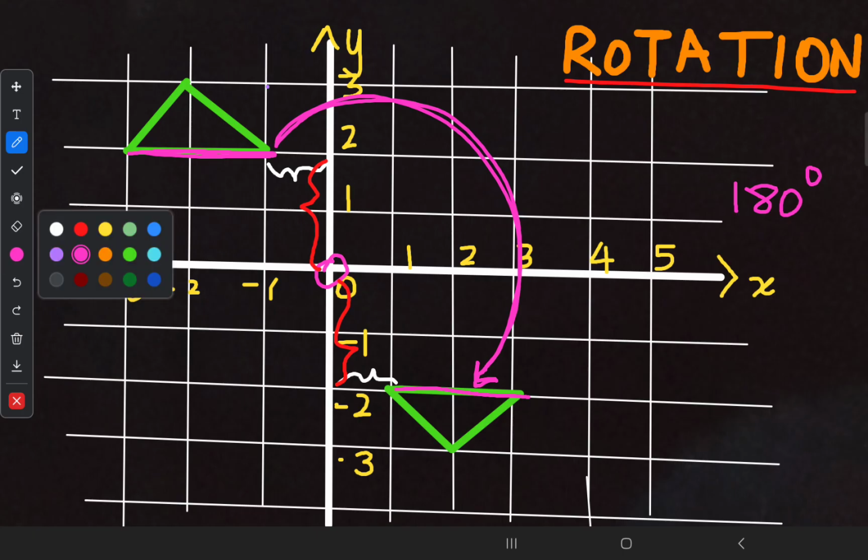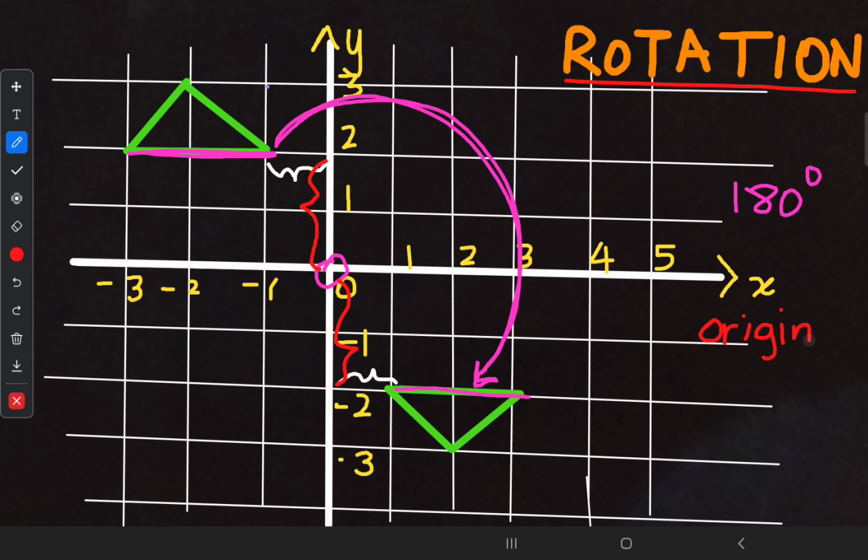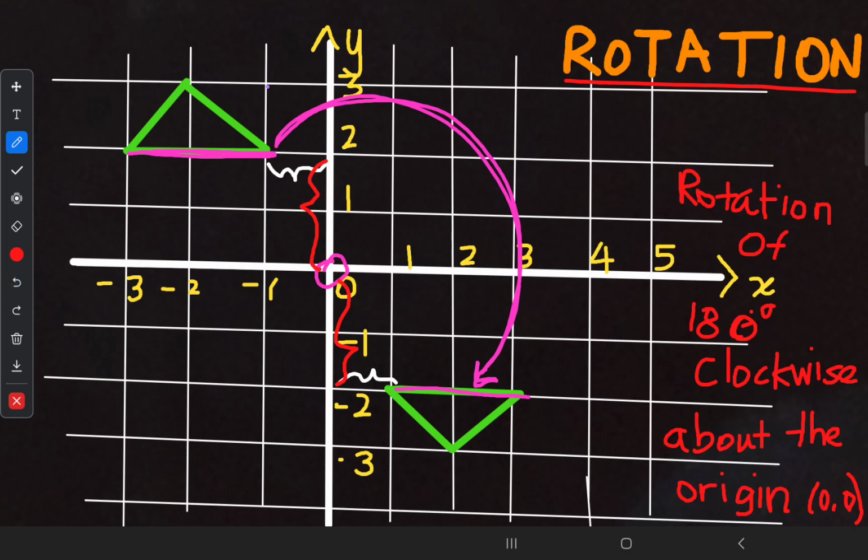So here you should indicate the origin: 180 degrees with respect to the origin, that means 0 and 0. That is the way we can indicate the rotation manner: the degree of rotation in the clockwise direction and with respect to which point it is rotating. Rotation means a rotation of 180 degrees clockwise. That is the angle of rotation. Then about the origin, that's the reference point about which we need to rotate this particular shape.